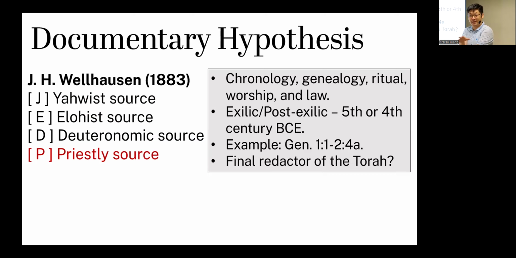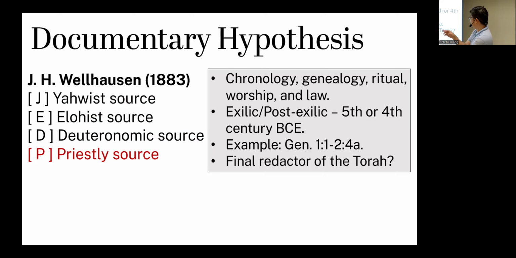Right? Because when you come back from the exile, we need to know which land belongs to whom. So we need to keep track of the genealogy and who will be the custodian of that. The temple will be the custodian of that. And who runs the temple? The priest. So the priest, the literate class, would have a special interest in maintaining genealogies, chronology, ritual, worship, and law, because the law is temple-centric, right?